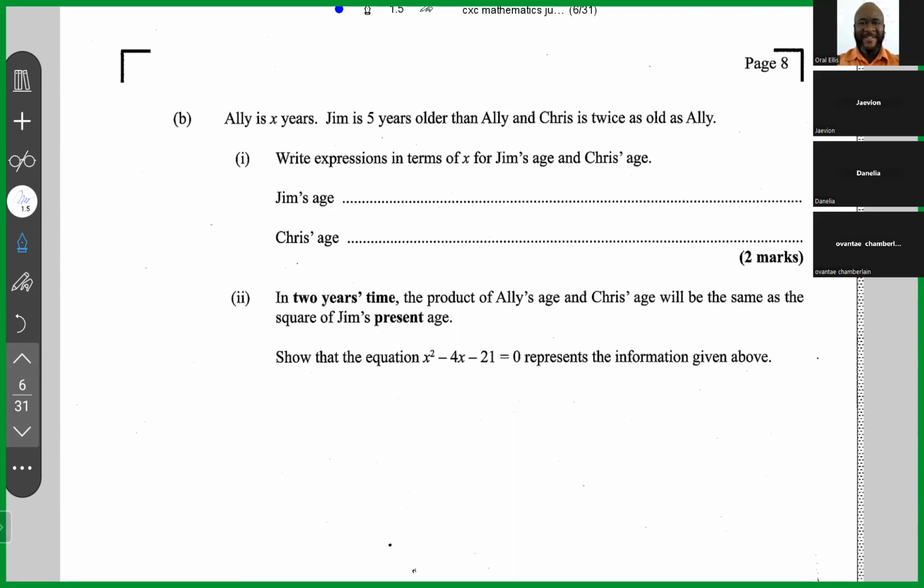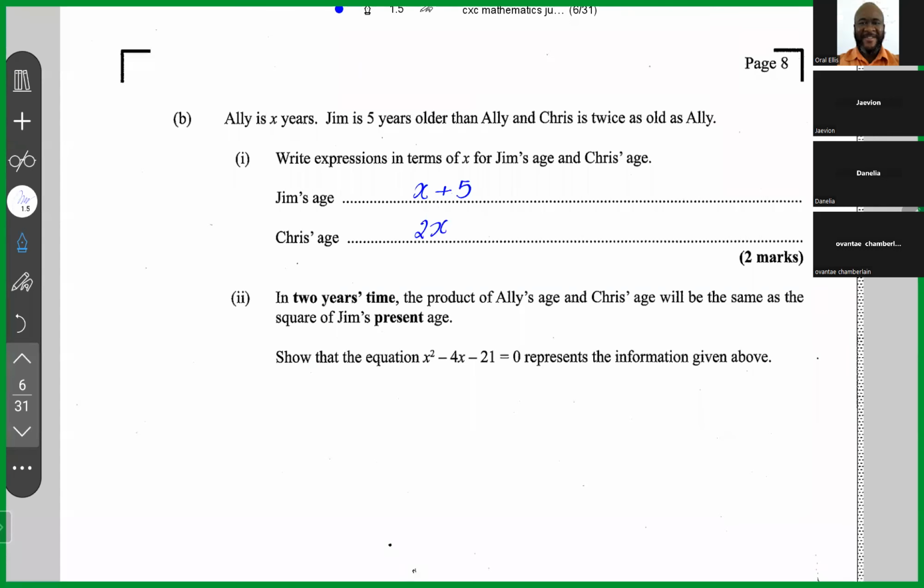All right, so let's start off with Jim. So we're told that Ali is x and that Jim is 5 years older. So 5 years older than x is x plus 5. Now, Chris is twice as old as Ali. Twice as old as x is 2x.